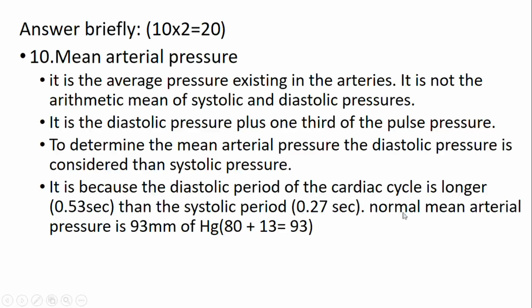The normal mean arterial pressure is 93 mm of Hg. That means the diastolic pressure, 80, plus one-third of the pulse pressure, not systolic pressure. Pulse pressure is normally 40. So one-third of 40 is 13. So 80 plus 13 is 93.